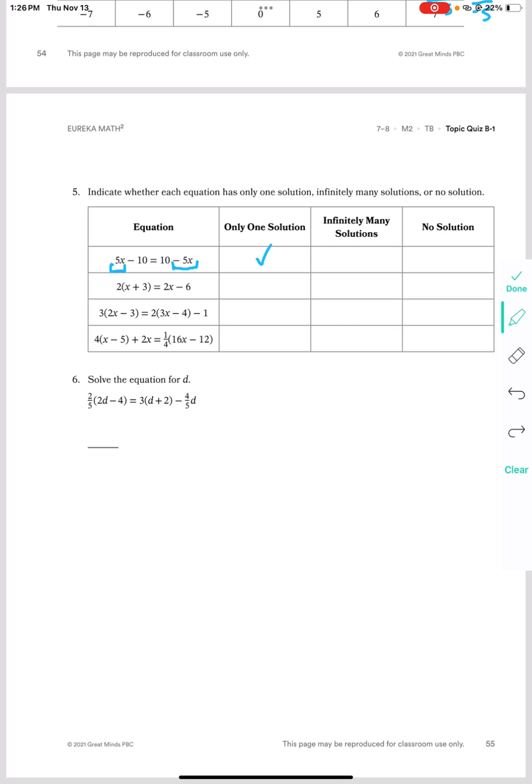Because remember, if the linear terms are different, you have one solution. Very simple. So now if I do number 2, I have to distribute first before I can get to special step 3. So that means I would distribute here. So that means it would be 2x plus 6 is equal to 2x minus 6.